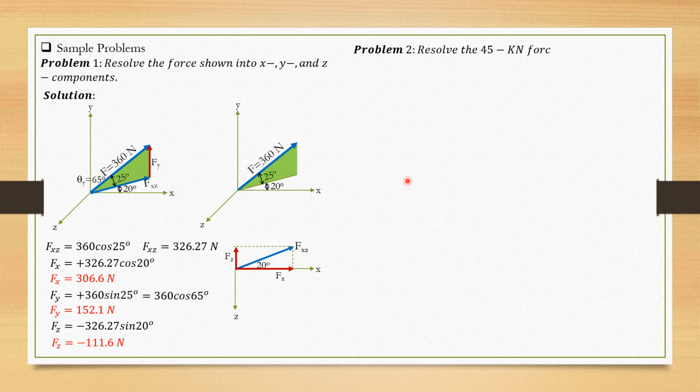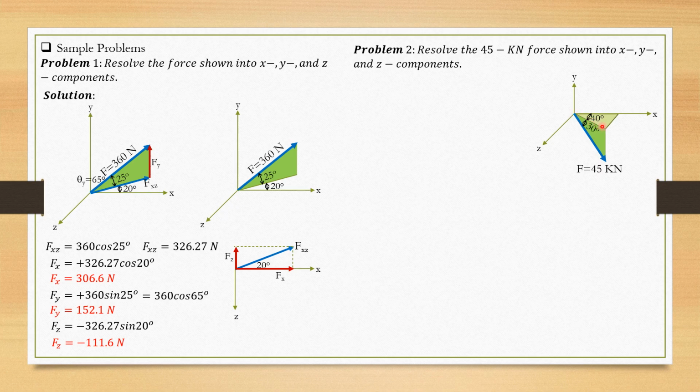So let's proceed to the second example. Resolve the 45 kilonewton force shown into x, y, and z components. So let's describe the force so that we can anticipate the components. It is directed forward along the z-axis, downward opposite to the y-axis, and rightward, so towards the positive x-axis. So forward, rightward, downward. So we expect that the y component of this force is negative.